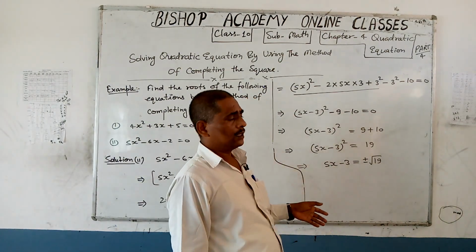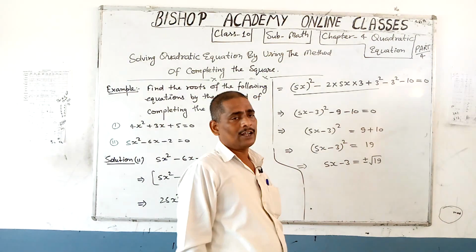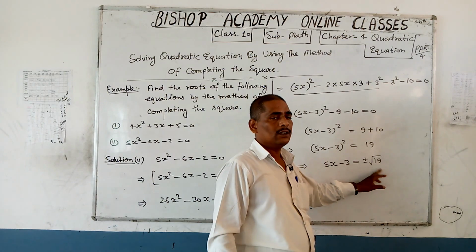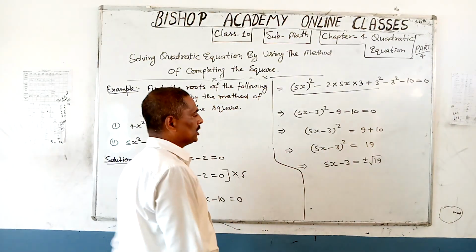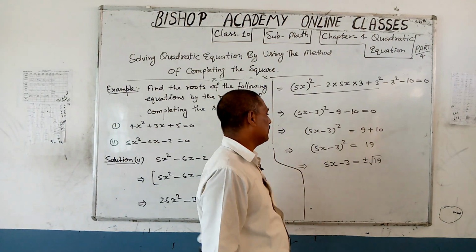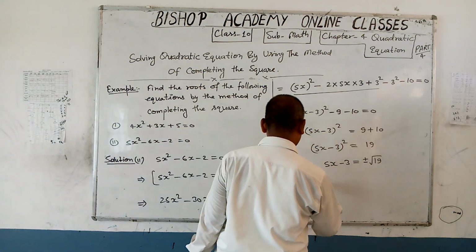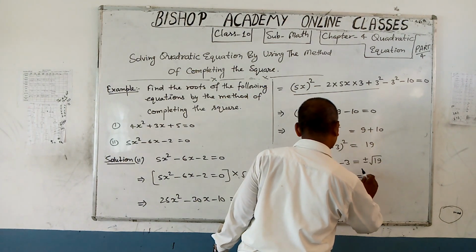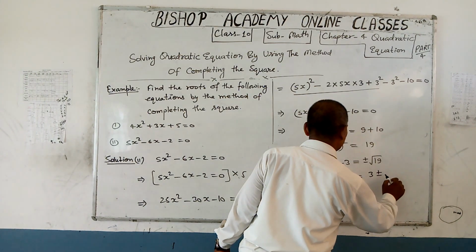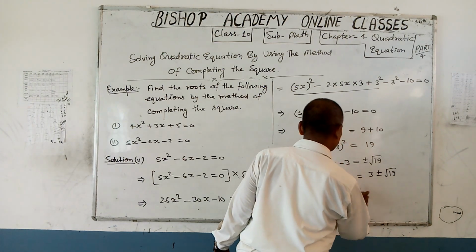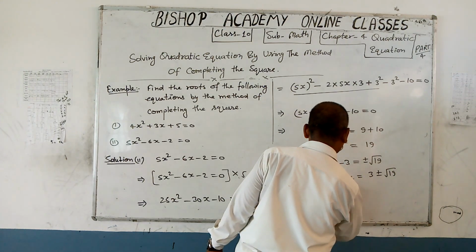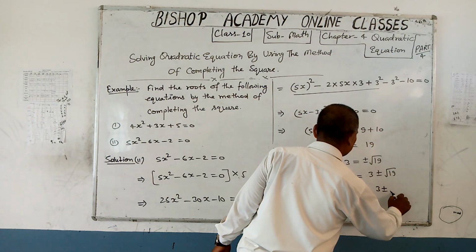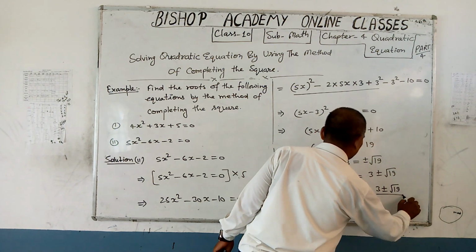You know that a square of negative or square of positive is always positive. So square root of 19 may be negative or positive. So you write here plus or minus. Now you see that 5x is equal to 3 plus or minus under root 19, and x is equal to, in the last step you can write, 3 plus or minus under root 19 upon 5.